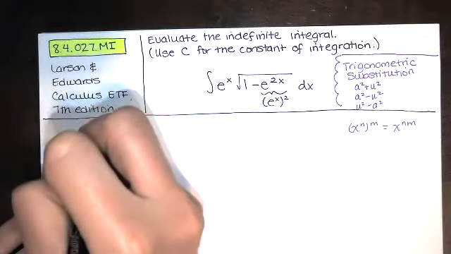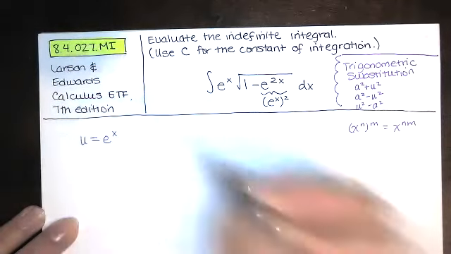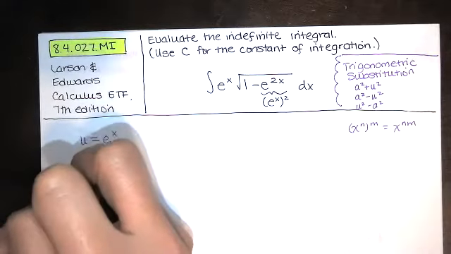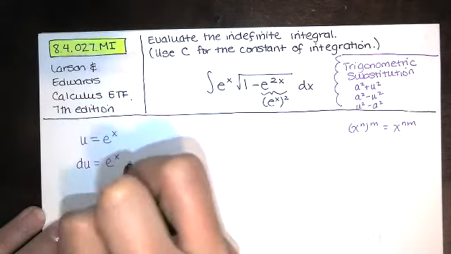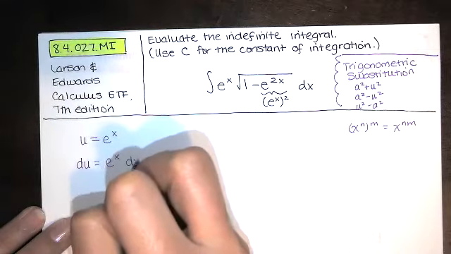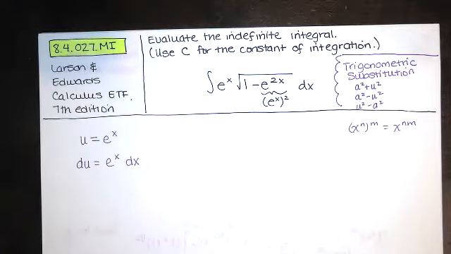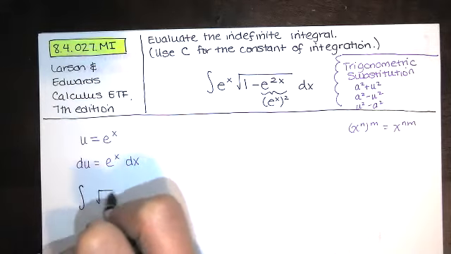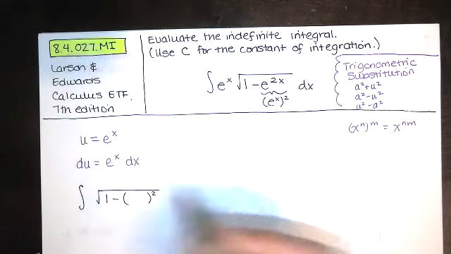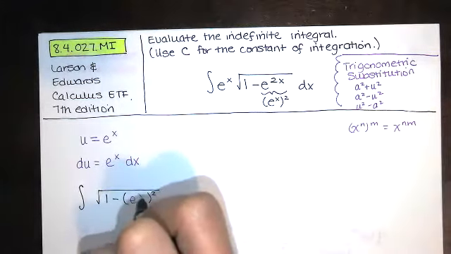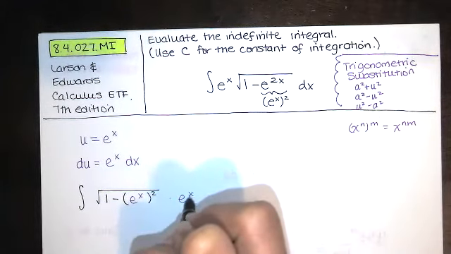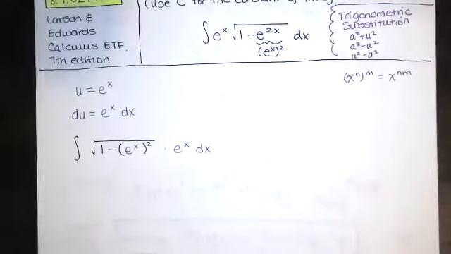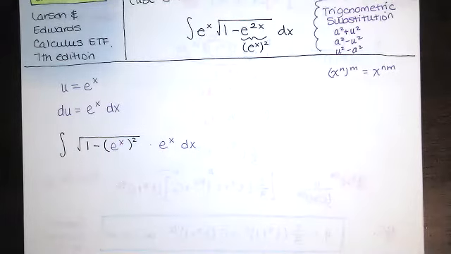So let's let u equal e to the 2x, or excuse me, e to the x. So that would make that a u squared there. The derivative of u in that case is e to the x, so du is e to the x dx. So I can rewrite that integral. I'll write it as the square root of 1 minus e to the x squared times an e to the x dx. And you don't have to do this step if you don't want to, but it just makes it a little bit easier and more obvious to see what that integral is in terms of u.